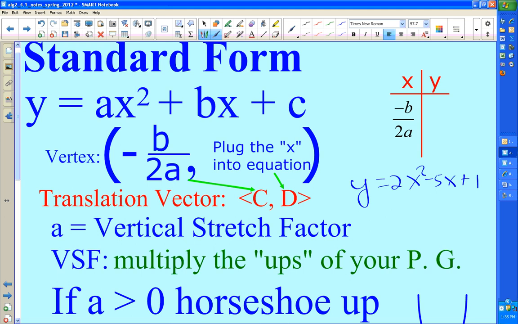The opposite of b over 2a. This really isn't meant to be an equation. You could do it as an equation. If you did, you would say the x-coordinate of your vertex is the opposite of b over 2a.